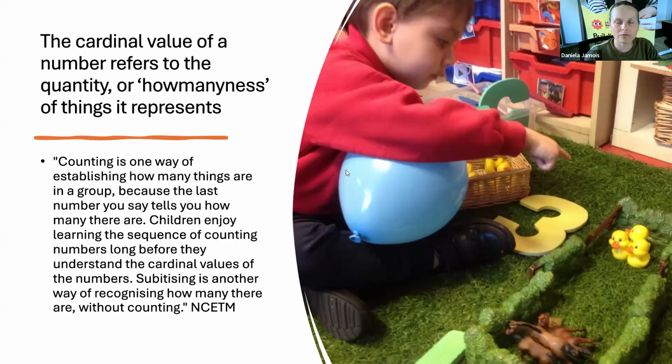So counting is one way of establishing how many things are in a group, because the last number you say tells you how many there are. Children enjoy learning the sequence of counting well before they understand the cardinal values of the numbers they're saying. So that sequence of saying the numerals, saying the numbers, is quite different to the act of counting a precise number of objects or a precise number of actions.